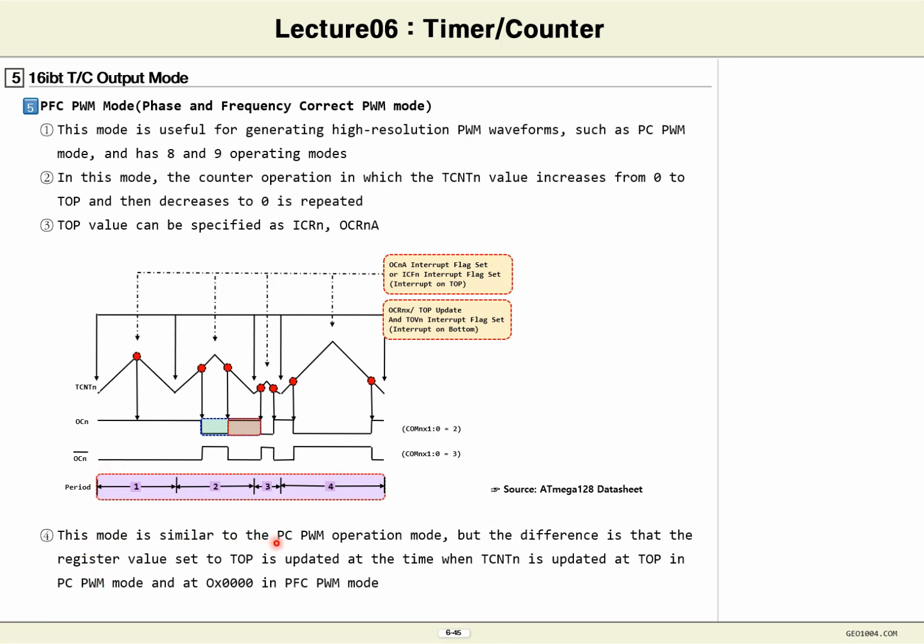This mode is similar to phase-correct PWM mode, but has differences. The point at which the register value set as the top value is updated is that in phase-correct PWM mode, TCNT is updated at top, and in phase and frequency-correct PWM mode, it is updated at 0x0000.